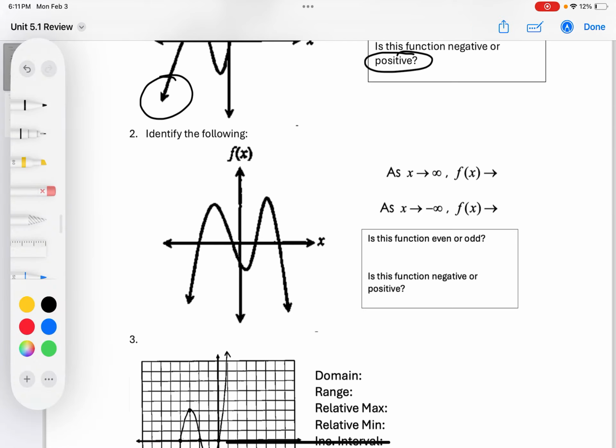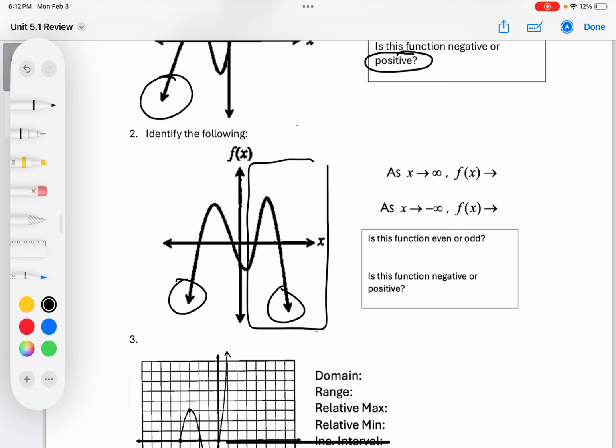Okay, let's move on. Number two, similar question. Identify the following: end behavior and even odd, negative or positive. So I'm looking first at my arrows. On the right side of the graph, what is happening as x is going towards positive infinity? My y values are facing downwards, so negative infinity. The other side, as the left side of the graph is getting more negative, or as x is approaching negative infinity, f of x is facing which direction, up or down? It's facing down, so it is also heading towards negative infinity.